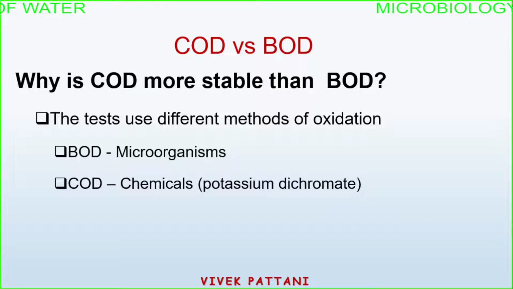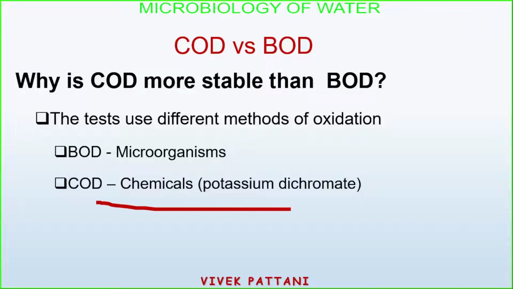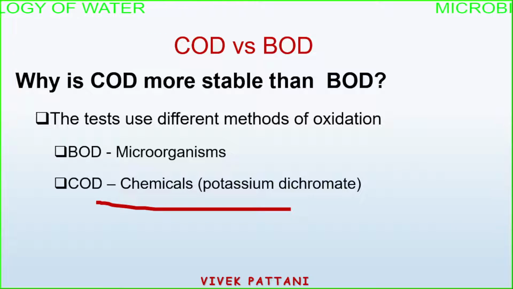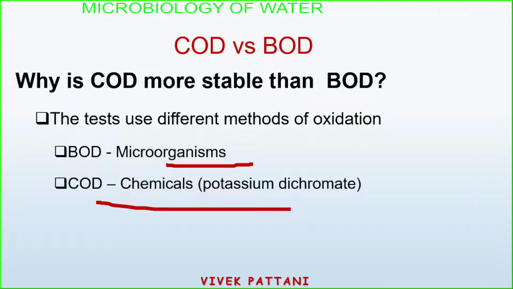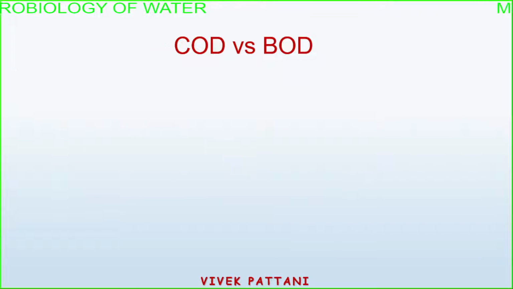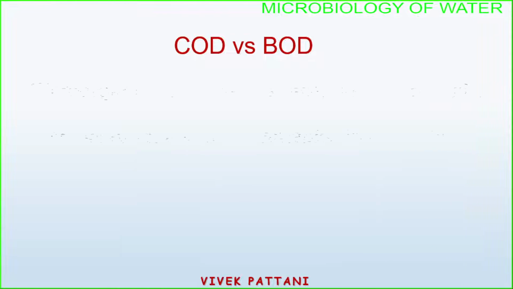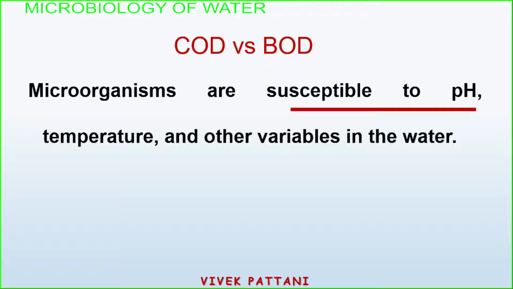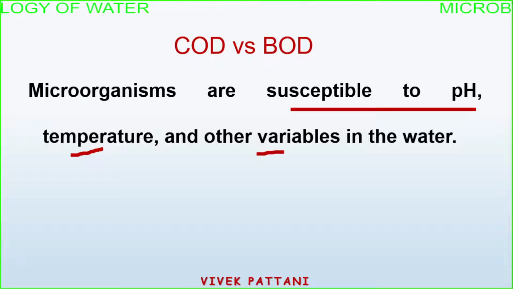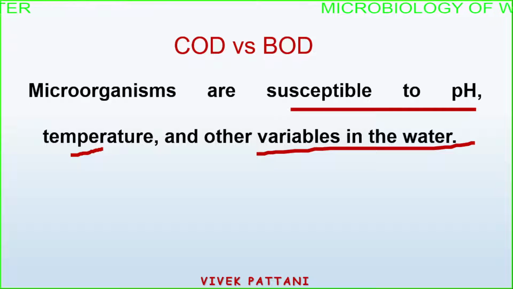Why is COD more stable than BOD? Because the chemicals are standardized in the case of COD. Whereas in the case of BOD, microorganisms are used for oxidation, and in COD, chemicals are used for oxidation. And the main problem arises there because microorganisms are susceptible to pH, temperature, and other variables in the water as well.